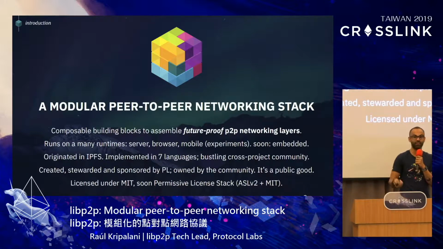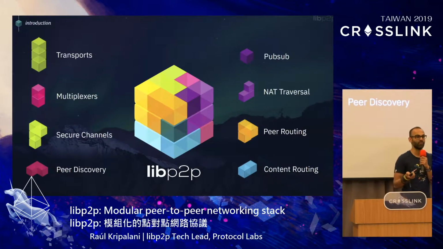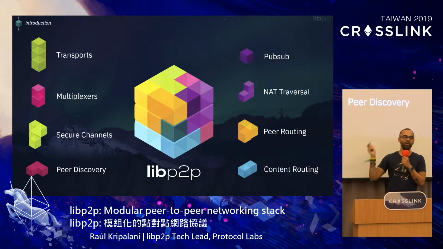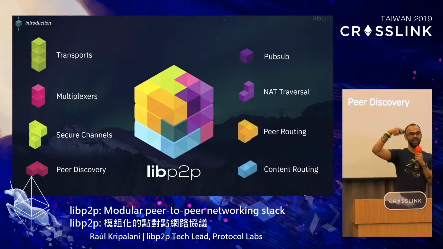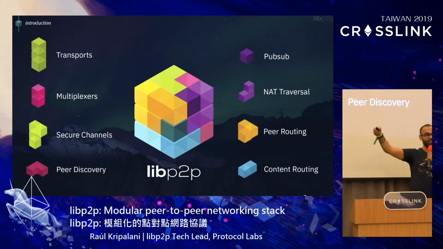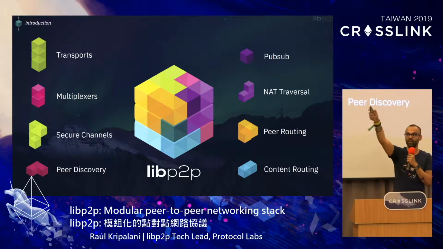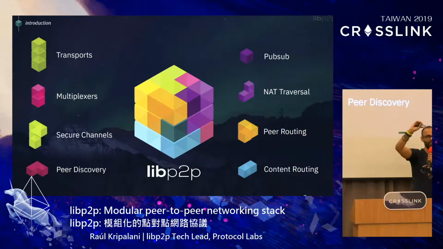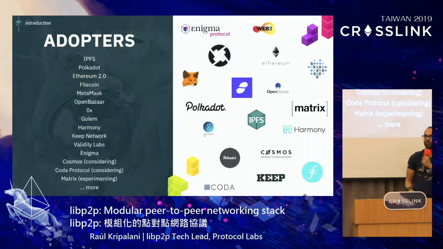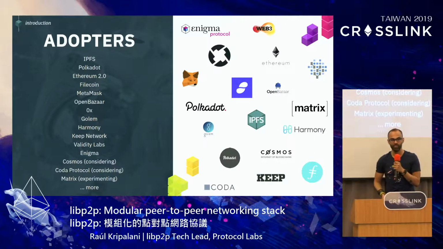It's currently licensed under the MIT license, but it's soon moving to the permissive license stack, which is a combination of the Apache software license and the MIT license, to avoid any uncertainty with regards to patents and so on. As I said, I like to explain libp2p as a set of composable building blocks. I'm not going to go over those again because I already did in the agenda, but it's like a Lego puzzle of different pieces that fit together to build the right networking stack. So who's actually using libp2p?